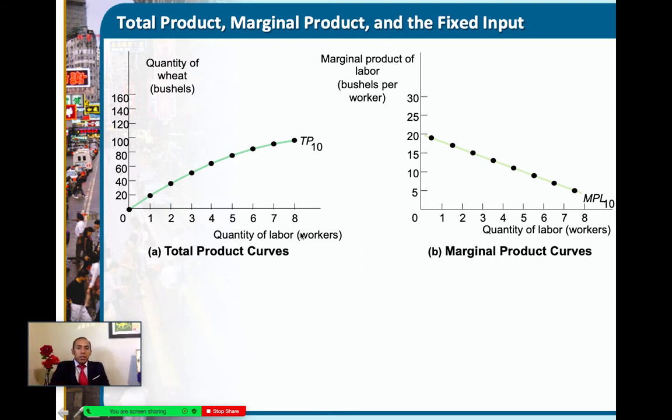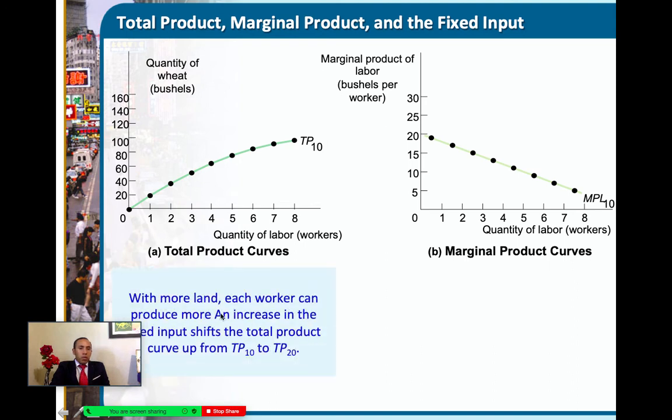So we can increase the productivity of the workers, these 8 workers, by increasing the size of the fixed input. With more land, which is a natural resource, each worker can produce more, can be more productive. If we double the land from 10 acres to 20 acres, we can increase the production from approximately 100 to about 140 or more units with these 8 workers. We double the size of the land. And this is a very basic, simple idea.